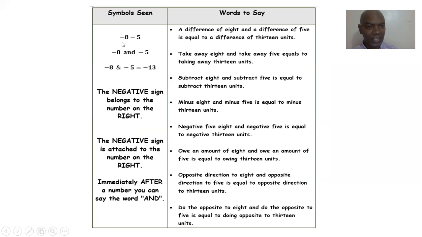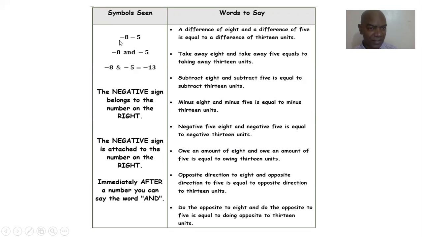You can also say take away 8 and take away 5 is equal to taking away 13. You can say subtract 8 and subtract 5 is equal to subtract 13. Minus 8 and minus 5. So there's an invisible "and" just after the 8. Okay, there's another "and" after the 5. If there's something else, you can say "and." Or an amount of 8 and an amount of 5, you are owing 13.